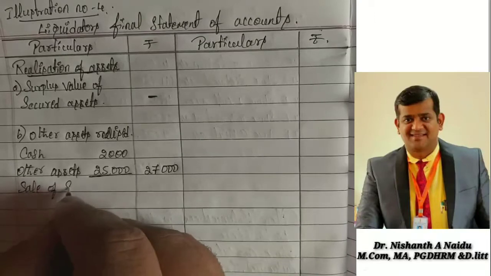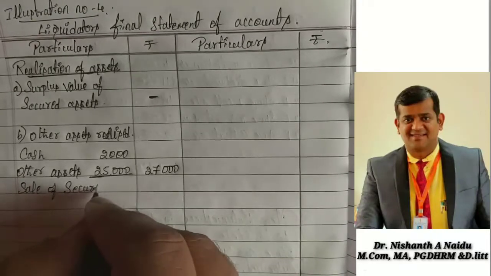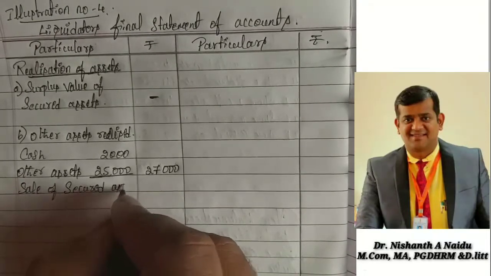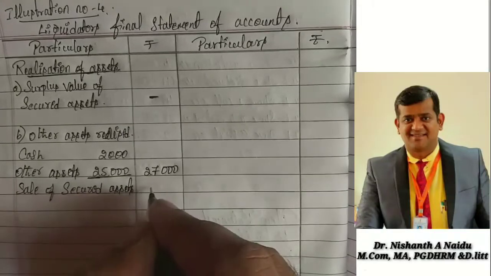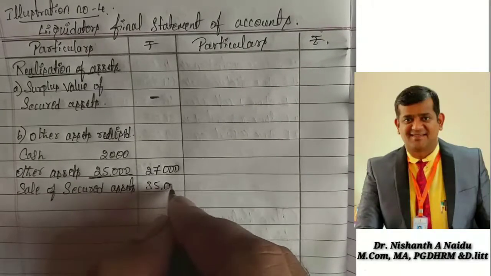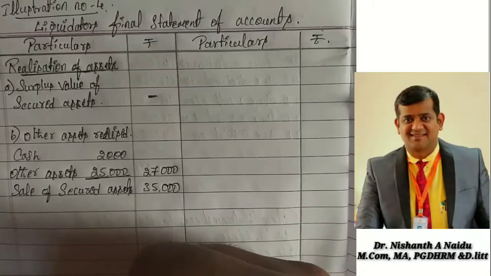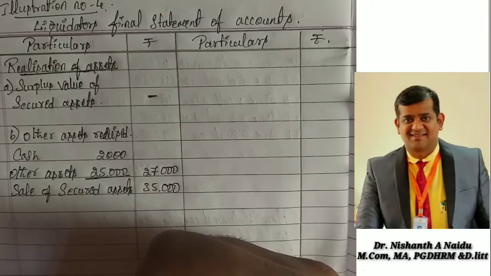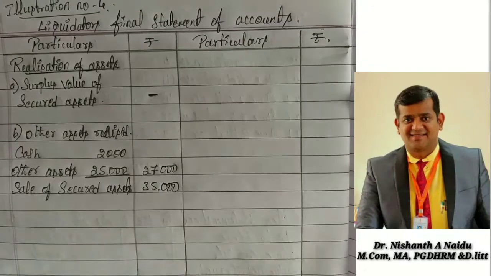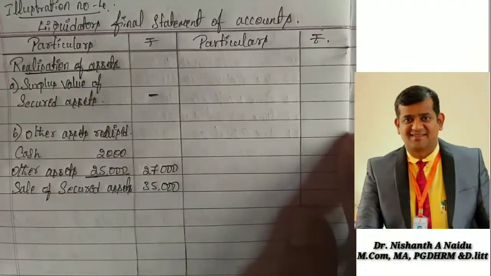Sale of secured assets. How much? Point 5, 35,000. So copy the same 35,000. That's all they have given, the details about the sales. So now, to whom all are we going to make a settlement?